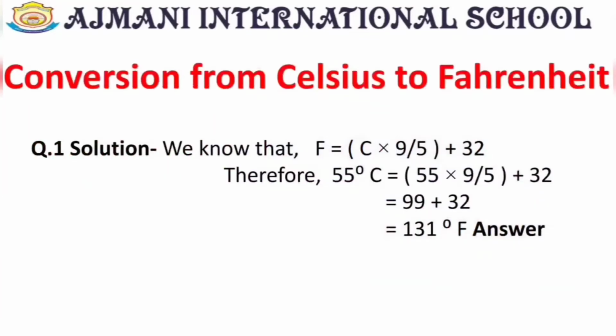How do we do it? First is how to convert Celsius to Fahrenheit. Suppose you have 55 degrees Celsius. Just put the value of 55 in the place of C and calculate it. You would be getting 131 degrees Fahrenheit. And in this manner, 55 degrees Celsius would be equal to 131 degrees Fahrenheit, and your temperature has been converted from Celsius to Fahrenheit.